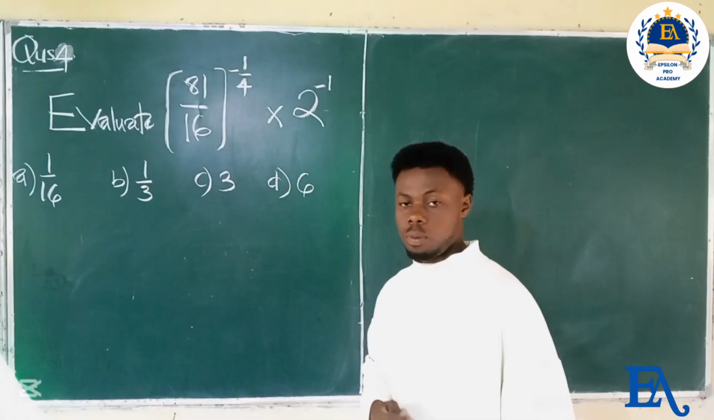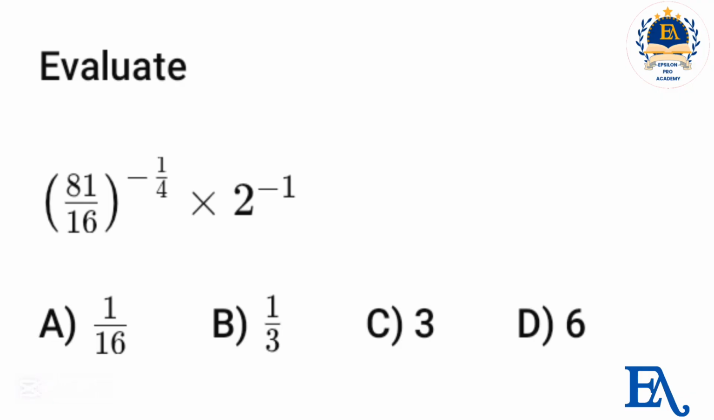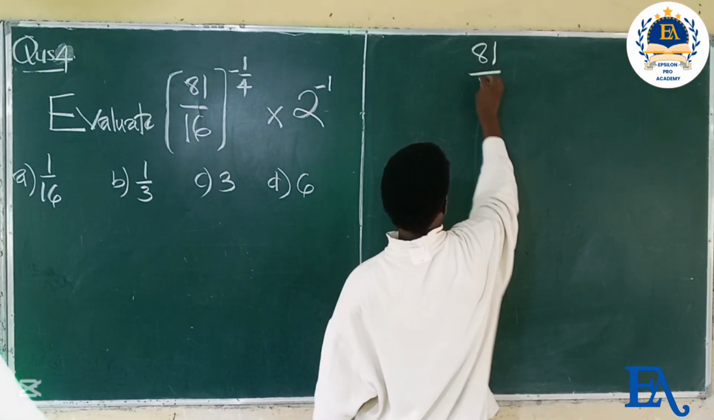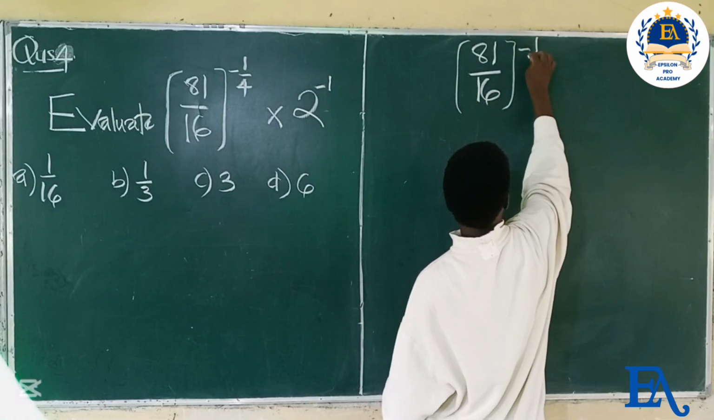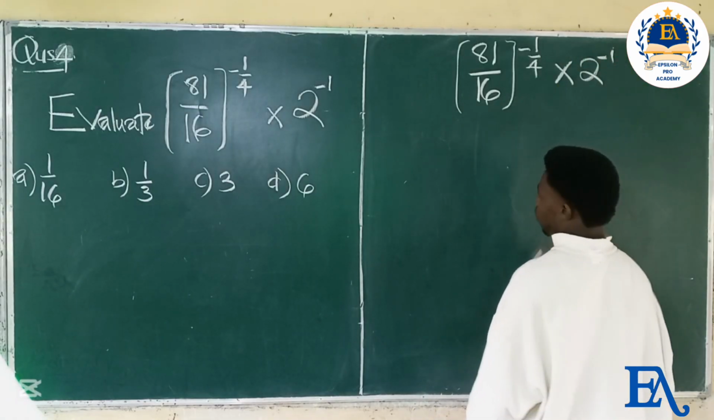Let us consider question number 4. In question number 4, we have evaluate 81/16 raised to the power of minus 1 over 4 times 2 raised to the power of minus 1. Option A, 1/16, B, 1/3, C, 3, and D, 6. Solution, we have 81/16 raised to the power of minus 1 over 4 times 2 raised to the power of minus 1.